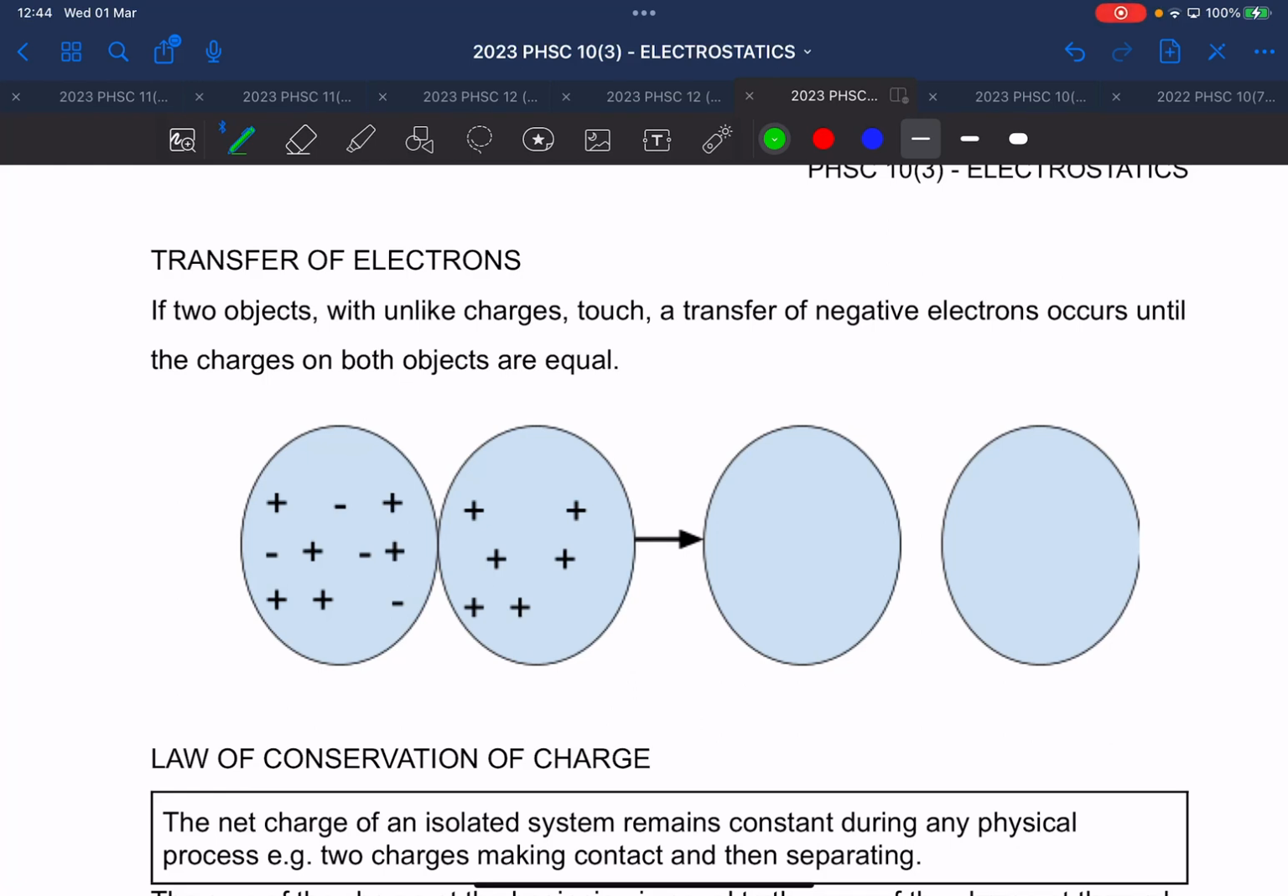When the charges do touch, there's a transfer of electrons. That's why you shock.